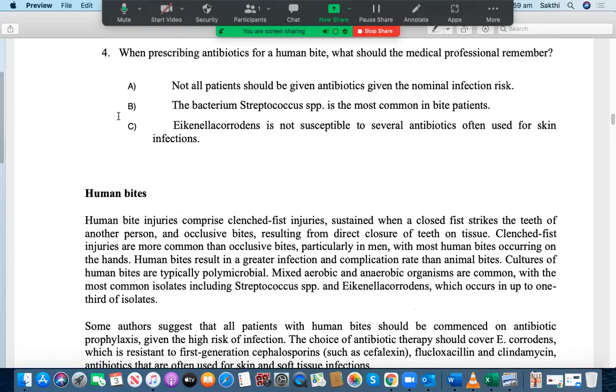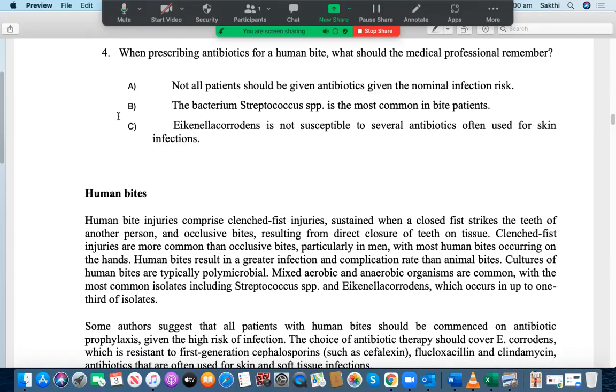So the question is, when prescribing antibiotics for a human bite, what should the medical professional remember? Choice A, not all the patients should be given antibiotics given the nominal infection risk. Choice B, the bacterium Streptococcus spp is the most common in bite patients. Choice C, Eikenella corrodens is not susceptible to several antibiotics often used for skin infections.